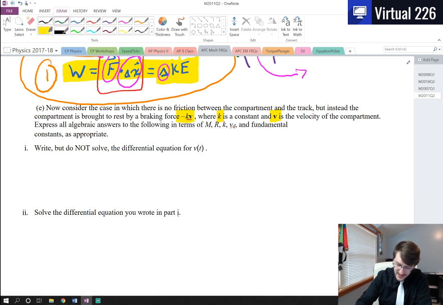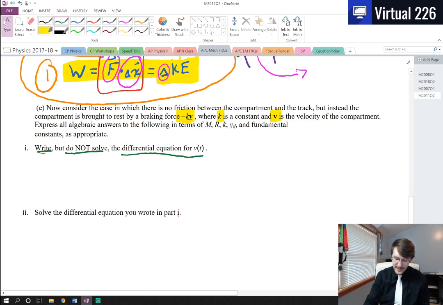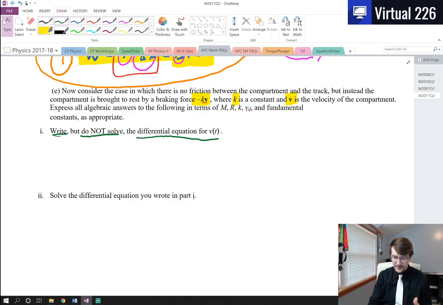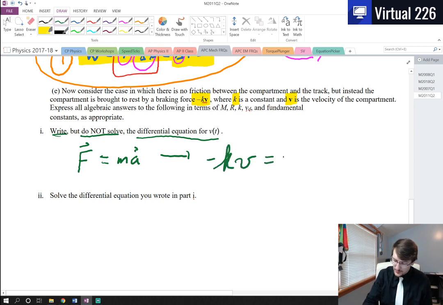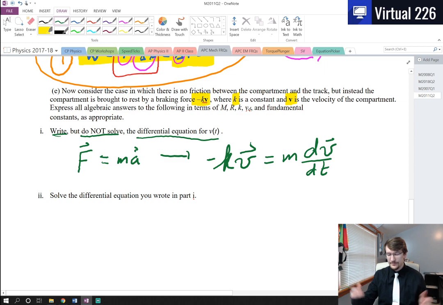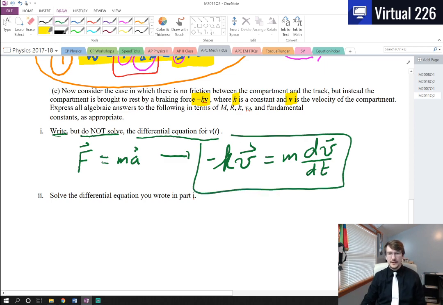So what they're asking us to do in the beginning is to write but do not solve the differential equation, which anytime you see that, especially in a problem like this, we're looking at forces, we are looking at F equals ma, and this all of a sudden becomes the only forces acting on our object, minus kv equals m, and then our acceleration turns into a dv dt. That's it. That's that part right there. Anytime you see write but do not solve the differential equation, you are always writing the force that is being applied, or the net forces, and then dv dt every time. That's what you want. 2 points right there.